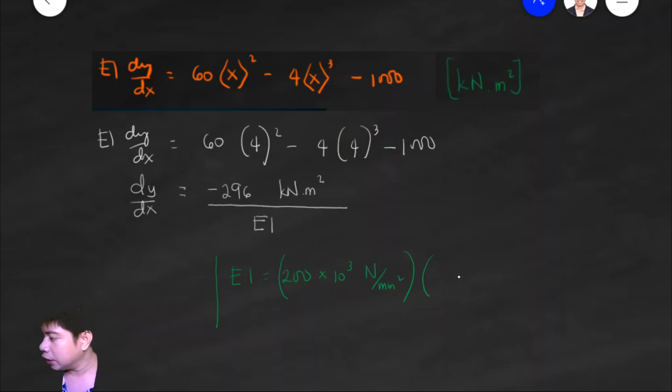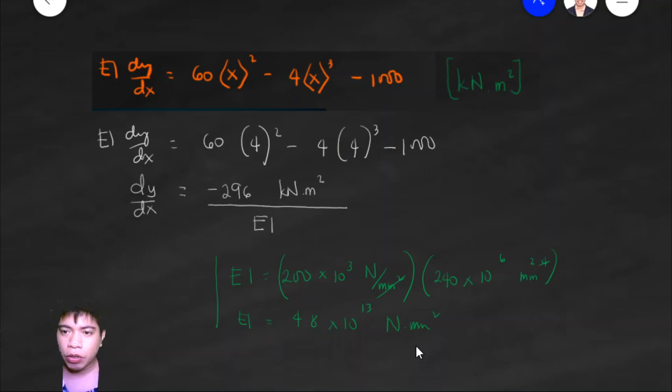Times I, sabi natin yung I kanina na given is 240 times 10 to the 6, in millimeters to the 4th. So, ang lalabas dito guys, makakansel si millimeters square at may matitira na square dito sa taas. Ang ating EI will be equal to 4.8 times 10 to 13 Newton millimeter square. Okay, so ito yung ating EI.